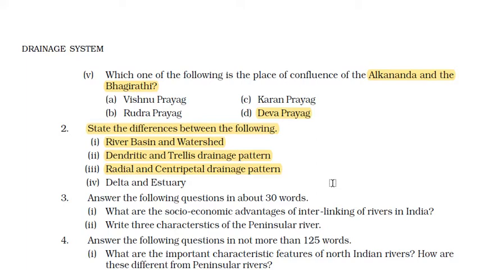Now, what is trellis pattern? When we are talking about the trellis pattern, these are the patterns in which the main rivers flow parallel to one another and the tributaries join them at right angles. If the tributary rivers join the main rivers at a right angle, then that is called trellis pattern. Okay, next is radial and centripetal.